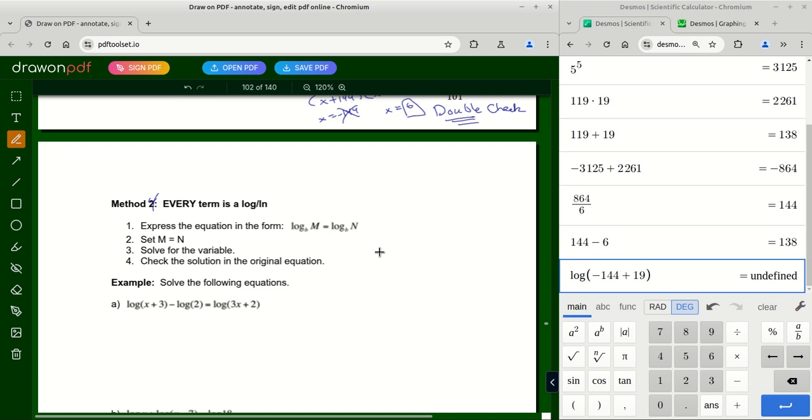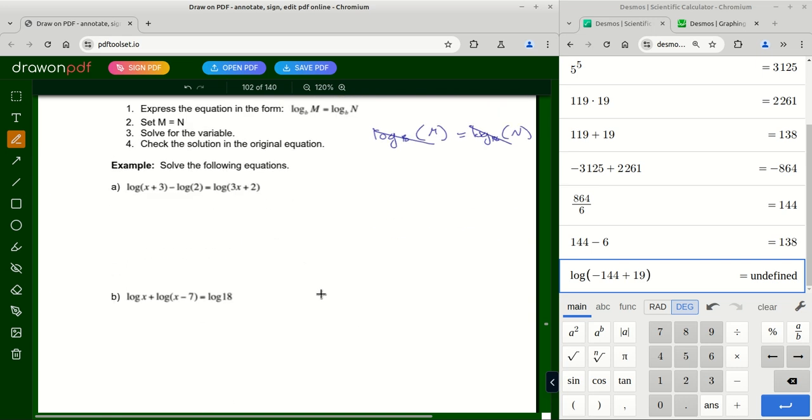Method 4. This is when you're canceling your logs. So if you have the same log on both sides, you can just cancel logs out, and then you have something easy. That's what we're going to do for these guys. So notice there's a minus sign between those. So what that means is that there's going to be division. And then you cancel logs.